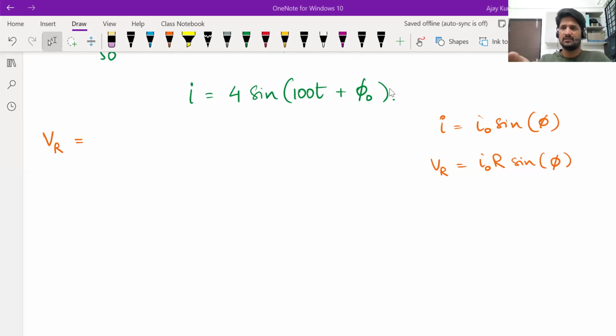Use this formula as it is. There will be 4. Resistance is 30 ohms. So which is 120 sine 4 by 3. Tell me properly, why is it sine 4 by 3? Where did you get the number 4 by 3 from?